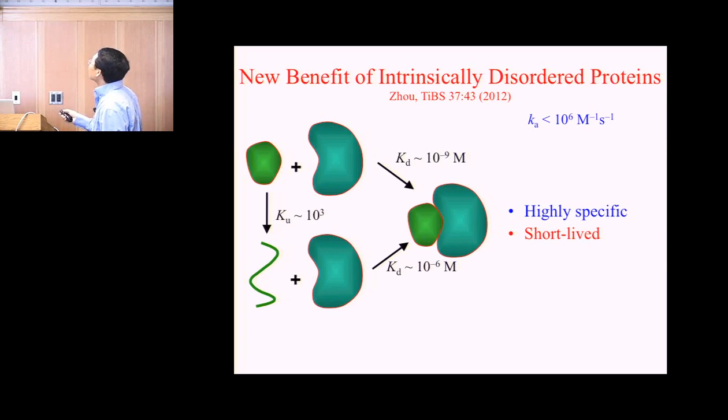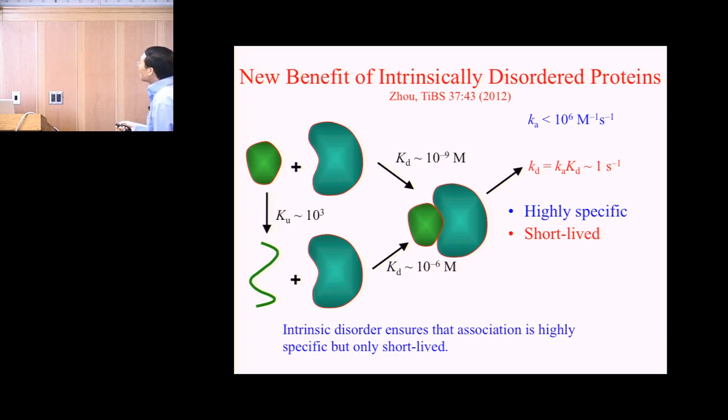So now instead of a nanomolar binder, you have a micromolar binder. And now with the same association rate constant, your dissociation rate constant is only about 1 per second. So that puts you at a half-life of about 1 second, which is in the range that's permissible for signaling or regulation. So we think that the disorder that ensures the association with its target is both highly specific, but also short-lived. And we think that's a unique function of intrinsic disorder.